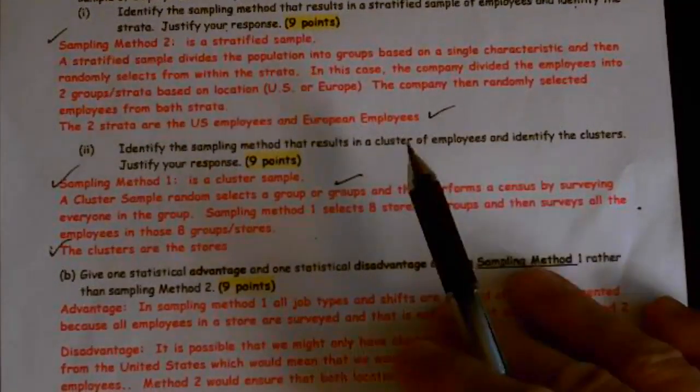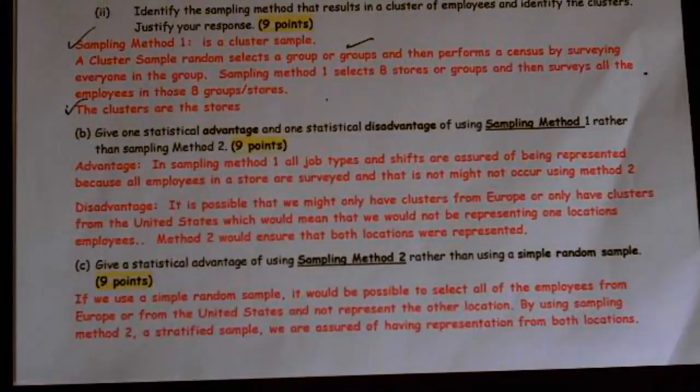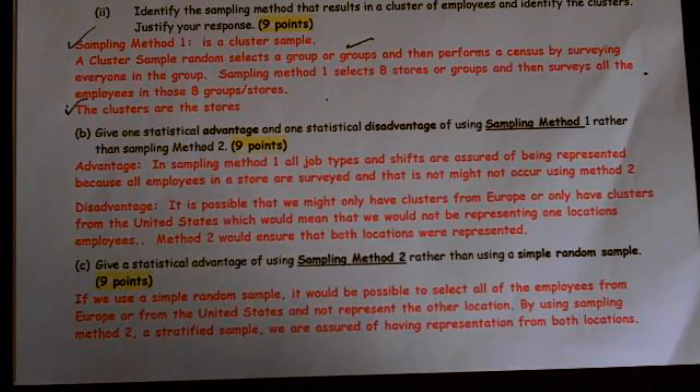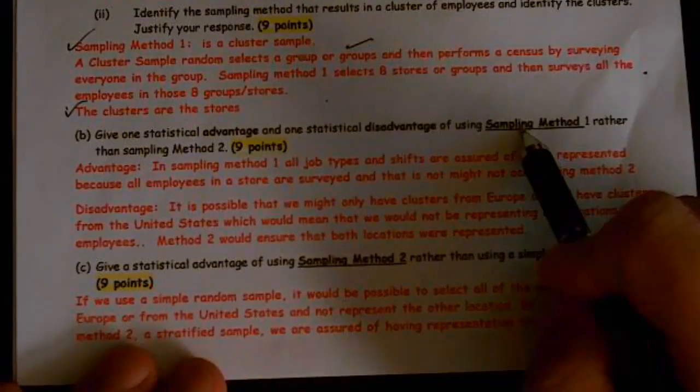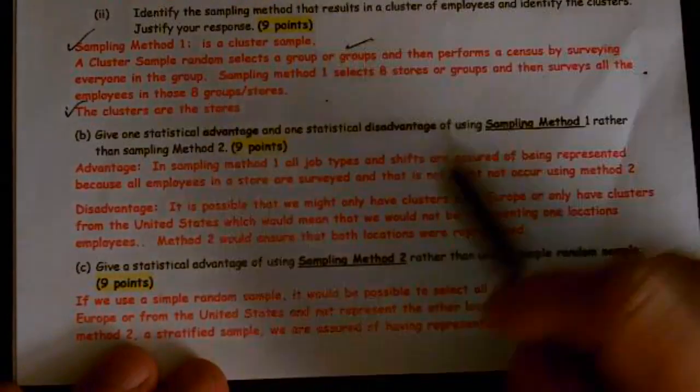Please remember, provide a definition, then provide context. If you had all 3 of those things, you got the 9 points. You have one statistical advantage and one statistical disadvantage of using sampling method 1 rather than sampling method 2. So in this case, we're saying, hey, what's the advantage of using a cluster versus a stratified and vice versa?